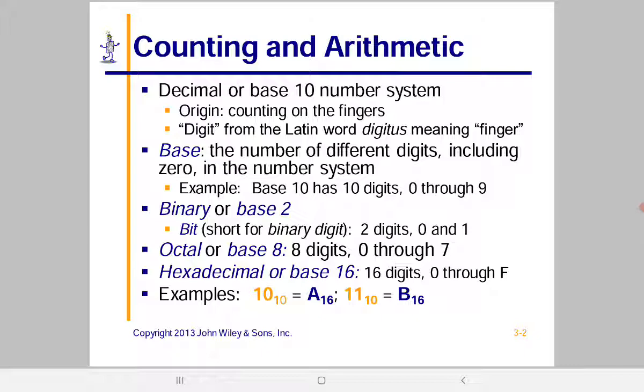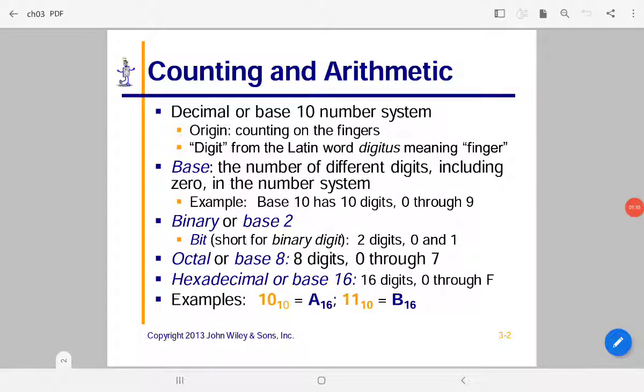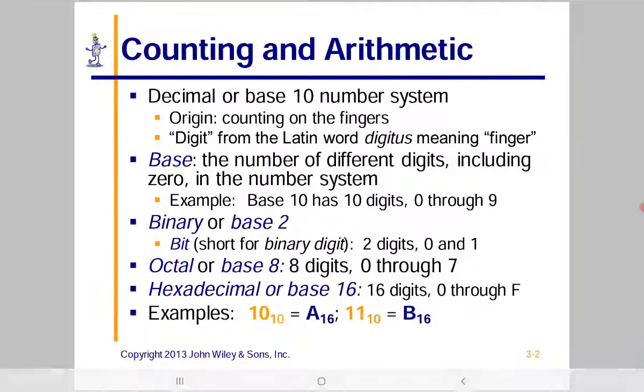Binary, or base 2, uses bits, which means binary digits. So the binary number system has base 2, and generally they use bits or binary digits. There are only 2 digits, 0 and 1.